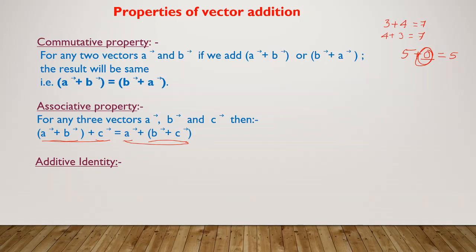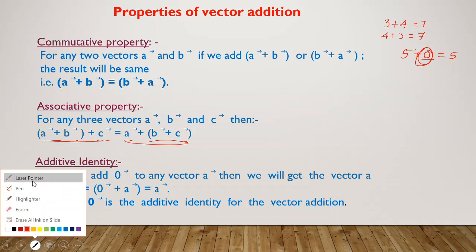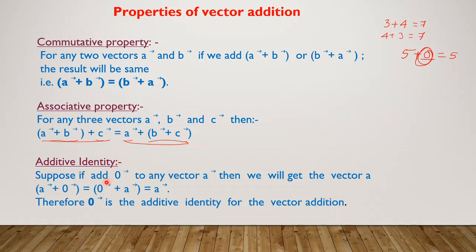Then which is the additive identity in vectors? Dear students, to get the vector itself as a result when you add something to it, one and only the zero vector needs to be added. So when you add the zero vector to any given vector, the resultant is the same vector itself. So we call the zero vector the additive identity vector.